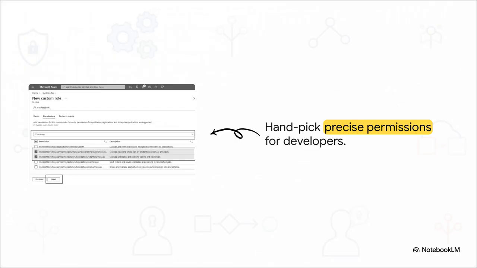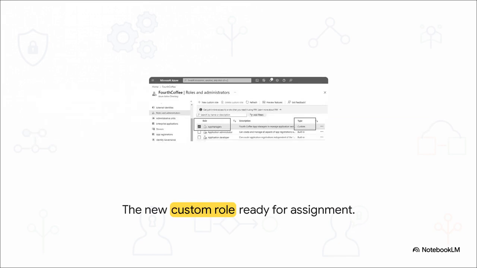This is where granular control absolutely shines. For our app managers, we can use the search bar to handpick precise permissions, like managing password single sign-on credentials or synchronization secrets on service principals. We are giving these specific developers the exact tools they need without handing them the keys to the kingdom as global application administrators. Once you save it, that newly minted app manager's role shows up right alongside all the standard built-in roles in your directory. You'll see it clearly tagged in the type column as custom. Just like that, it's a native part of your identity ecosystem, ready to be safely assigned.